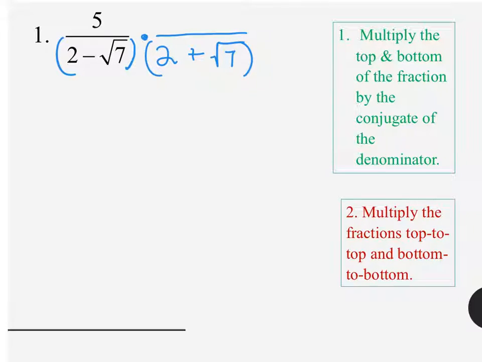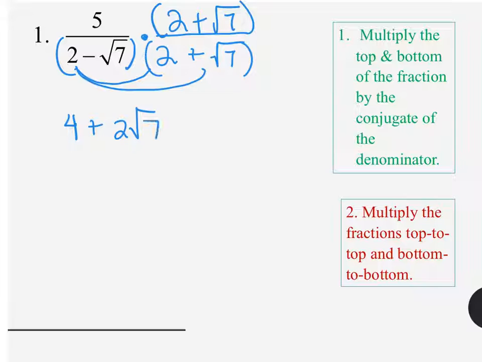Now the second thing says multiply the fractions top to bottom and bottom to top. Whatever we do to the numerator, we do it to the denominator. And whatever we do to the denominator, we do it to the numerator. So we're going to multiply the numerator by 2 plus the square root of 7. Next step, we're going to multiply. Well, here, if we do FOIL, we get 2 times 2, which is 4. 2 times the square root of 7 is plus 2 times the square root of 7.